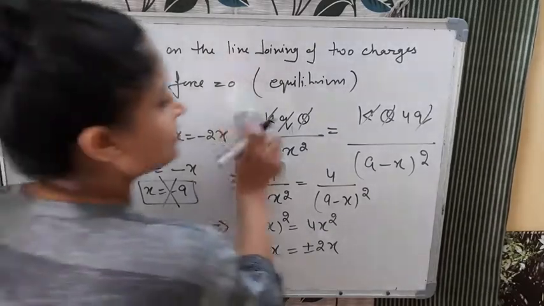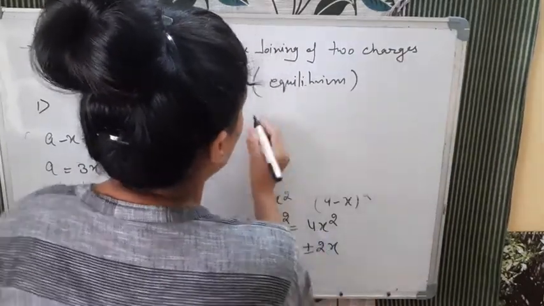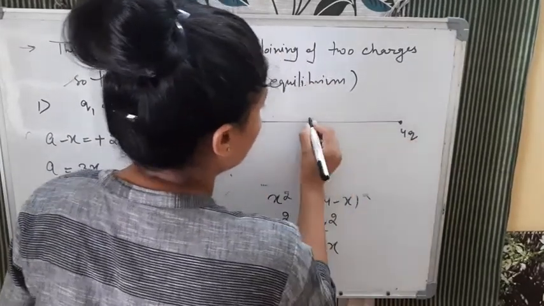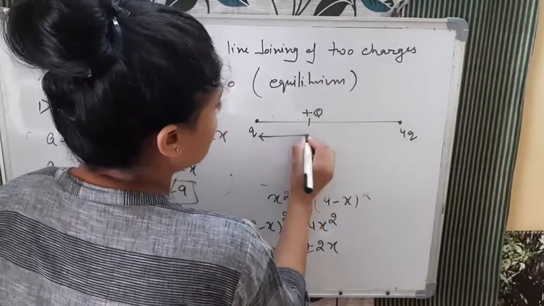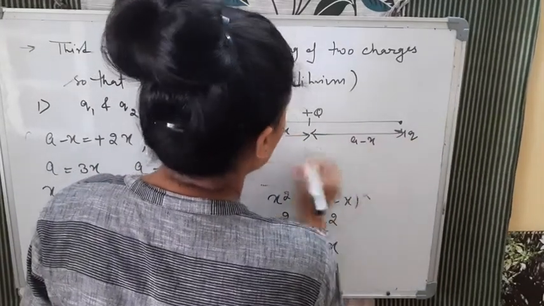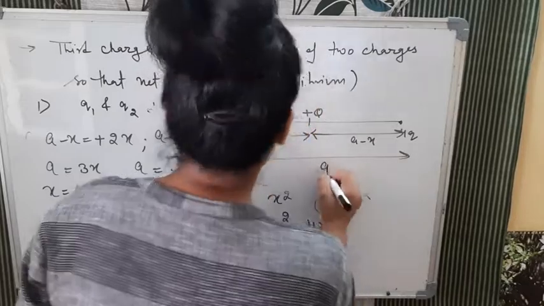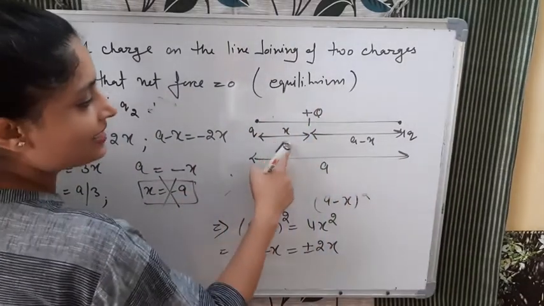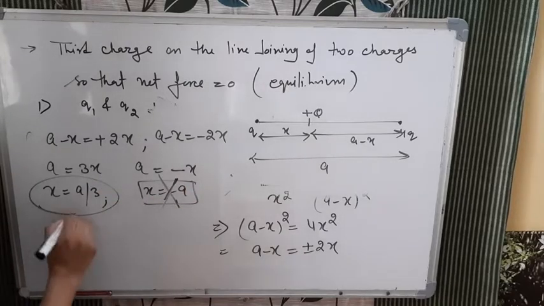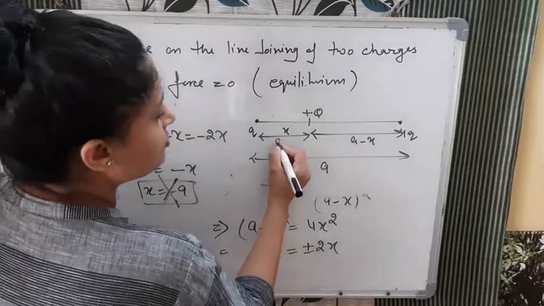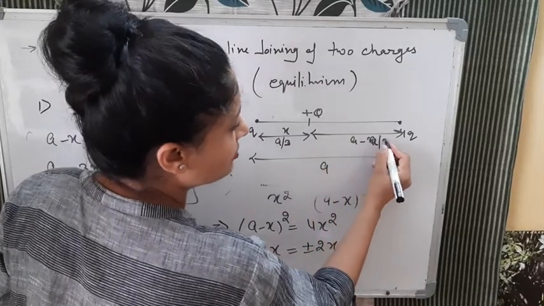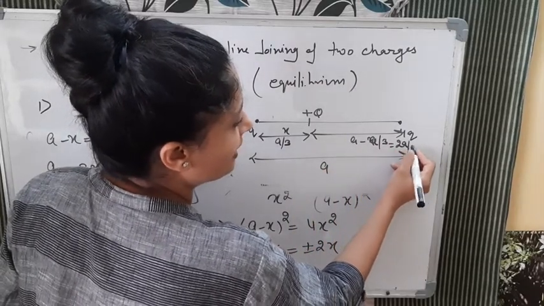Why is it not possible? See, the diagram was like this. I drew that diagram. This was Q and this was 4Q, and we are putting plus Q here. And this distance I took X, and this is A minus X. This full was A. So if I am taking X is equal to minus A, it means it should be on this side. So that's not possible. So that's why X will be what? A by 3. So this X is equal to A by 3. So what will be this distance? A minus A by 3, and it will come to 2A by 3.